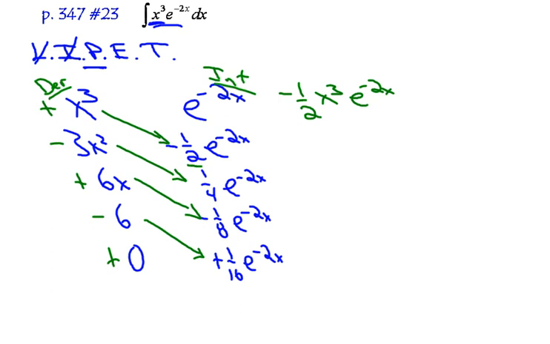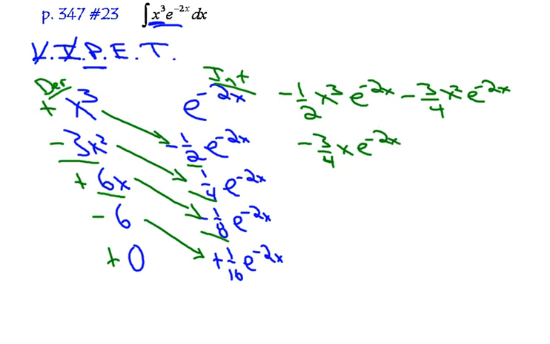My next term is a minus 3x squared and a 1/4. So minus 3/4 x squared e to the negative 2x. My next term, I've got a 6 and a minus 1/8. So 6/8 or 3/4. So minus 3/4. This time it's x to the first power, e to the negative 2x.